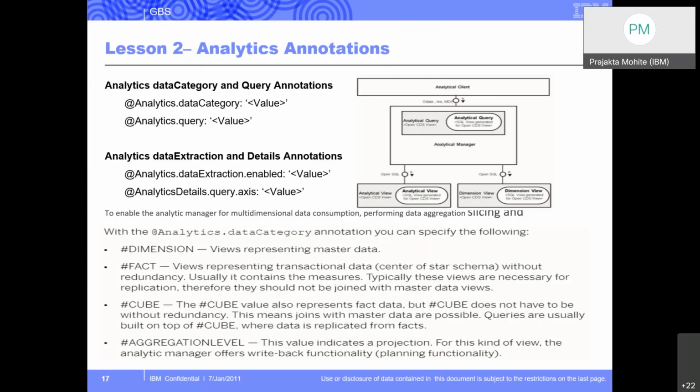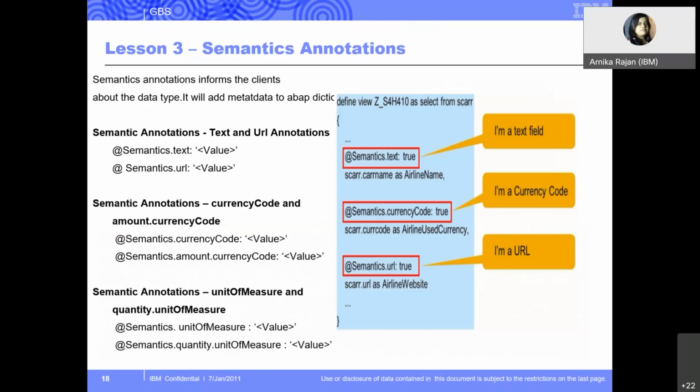Okay, so this is another one, semantic annotations. As I have explained here, you can see semantics.text true. This is one annotation you need to define for denoting it as a text field. We have semantics.currencyCode true, that will mark the field as a currency code, and semantics.url, that will mark the field as a URL. So basically these are the semantics you can define on top of your field. It will just add extra metadata to your field, so that will be an extension to your data type.